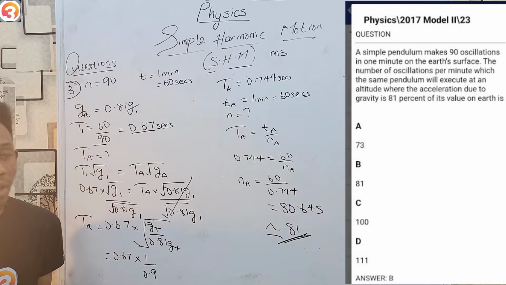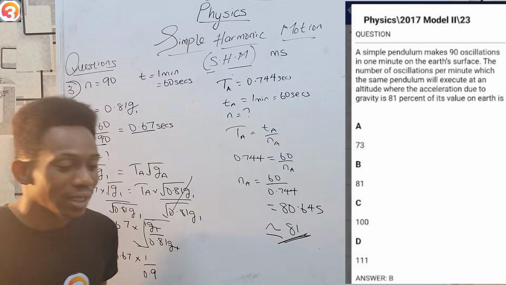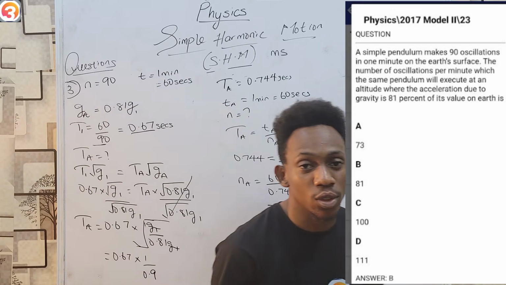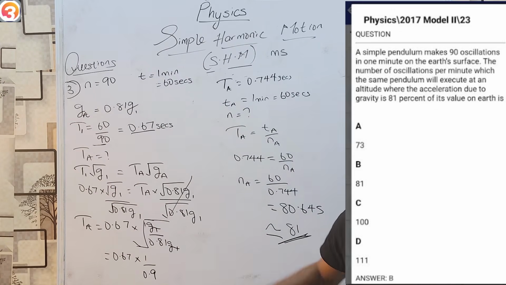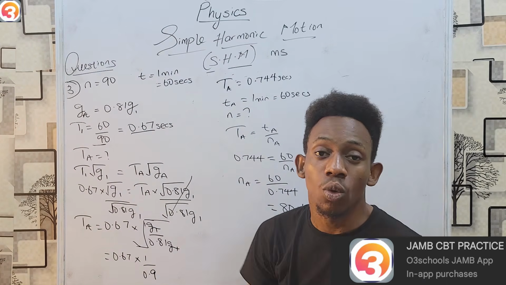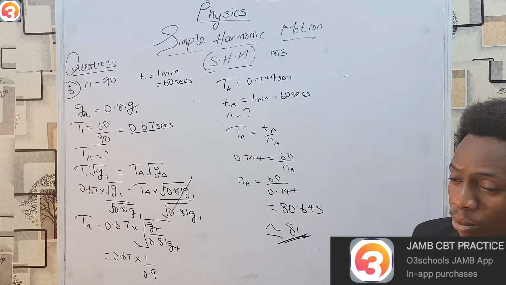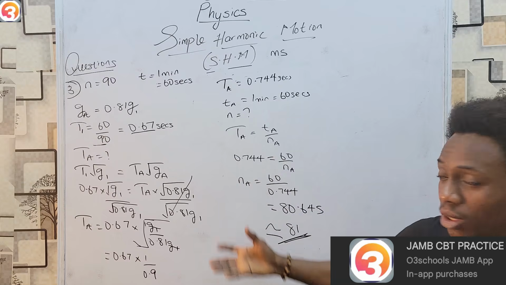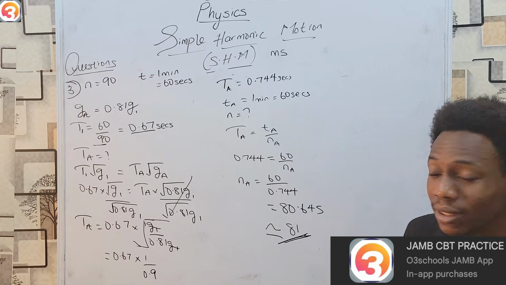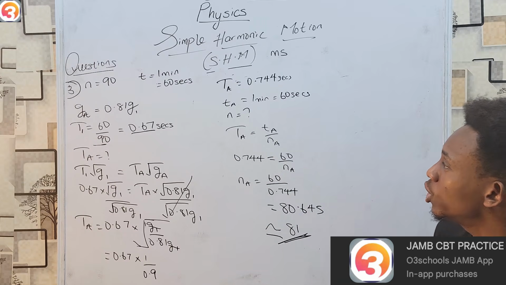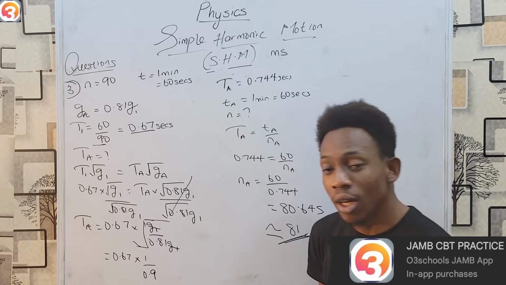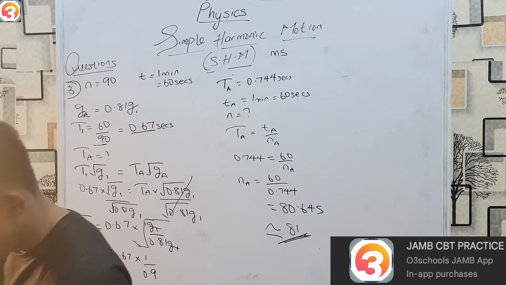That simply means that this body completes 81 oscillations in 1 minute when it is now at this new altitude. So you see, mind you, the question is not complicated. I'm just dragging out the steps here so you can solve it and see the steps carefully. When solving this in your exam, you have to obviously endeavor to be faster with this.